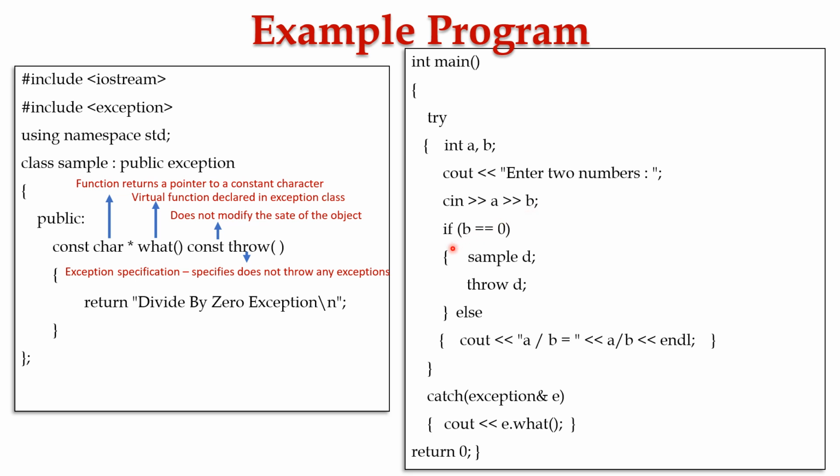Next we have an if condition. If the value of the variable b is equal to 0, we have created the object t for the class sample. Then we have thrown the object t.